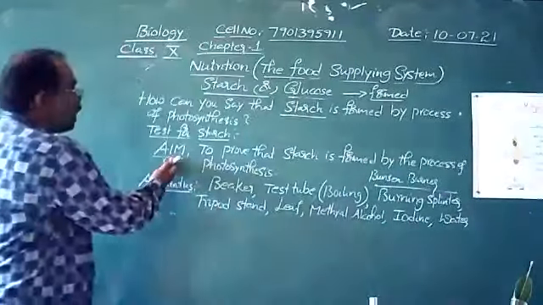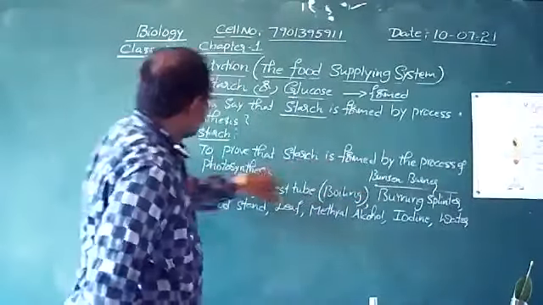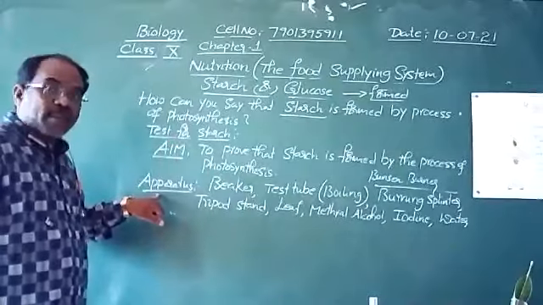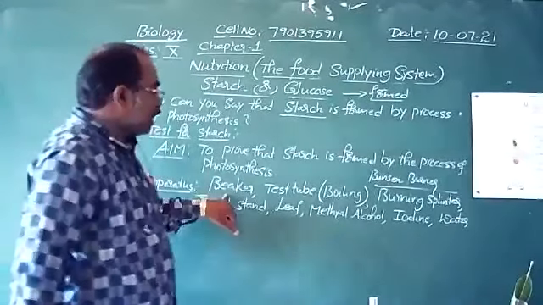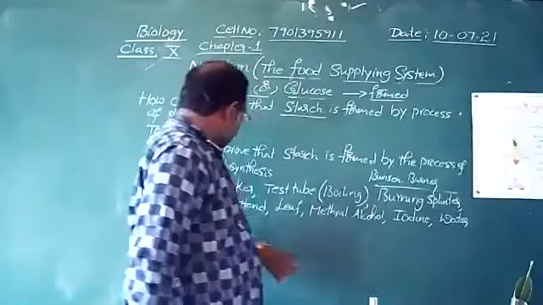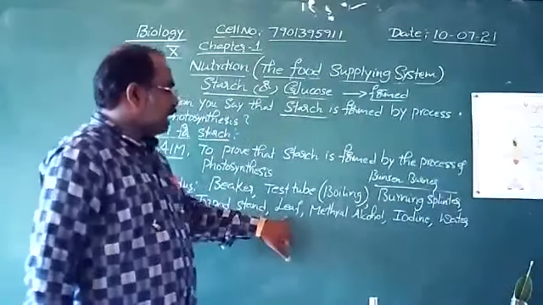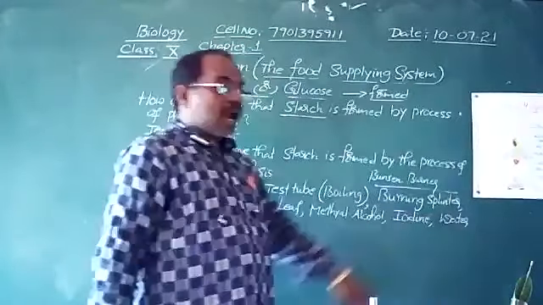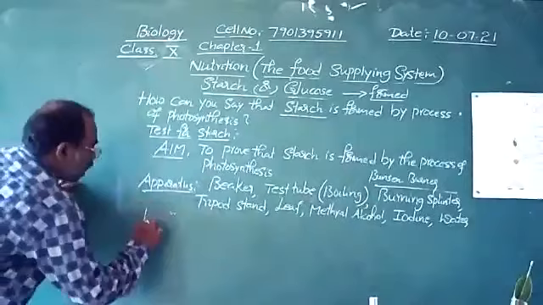Aim: to prove that starch is formed by the process of photosynthesis. In this activity, requirements or apparatus: beaker, boiling test tube, burner or Bunsen burner, tripod stand, leaf, methyl alcoholic solution, iodine solution and water. Next, write the procedure.